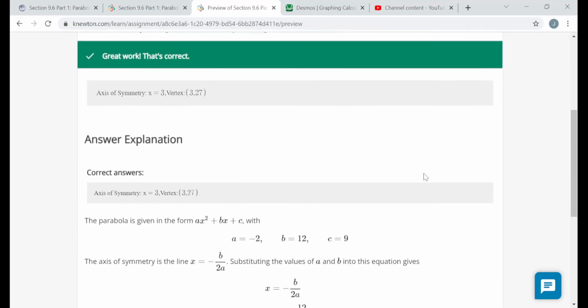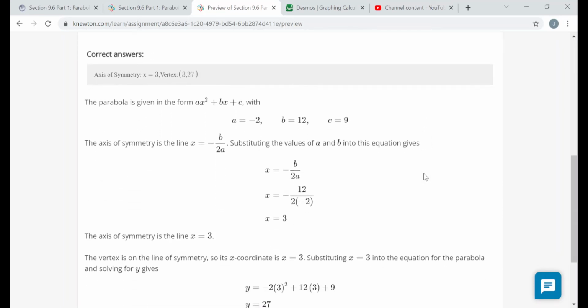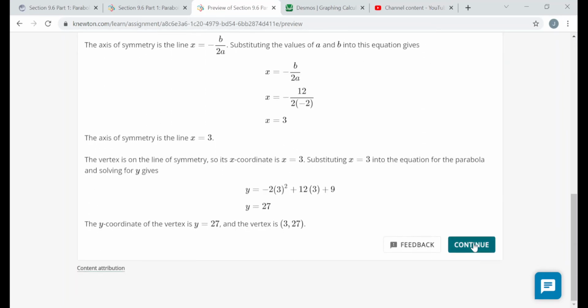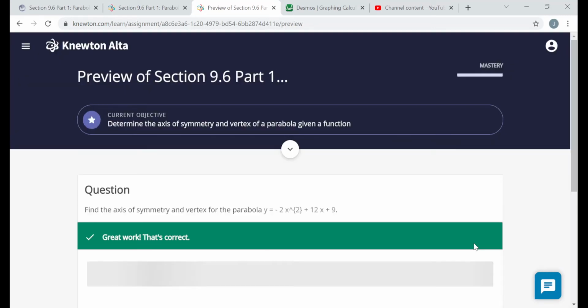So even though I got that one wrong, it gave me a second chance. I got it right, and it counted as if I got it right the first time. Wonderful. All right, and that should be it for this version of this assignment.